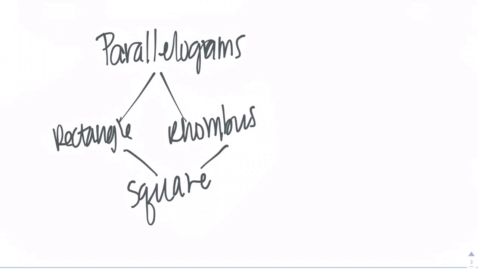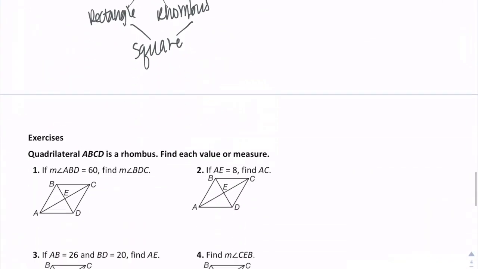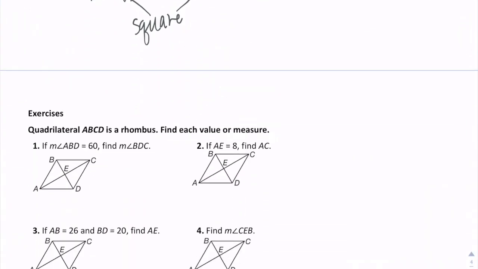So all squares are rectangles, all squares are rhombi. Not all rhombi are squares, not all rectangles are squares. All squares are parallelograms. So just a few always, sometimes, nevers to keep in mind. We're going to look at this algebra.